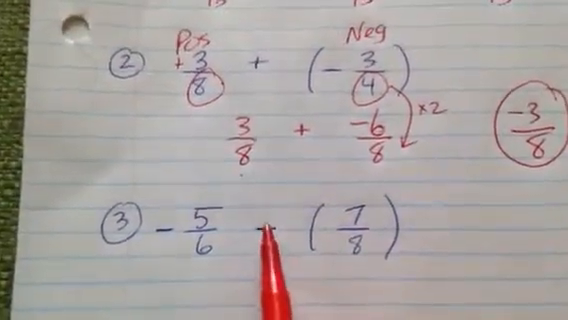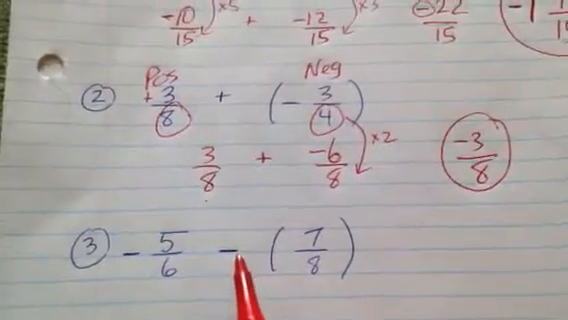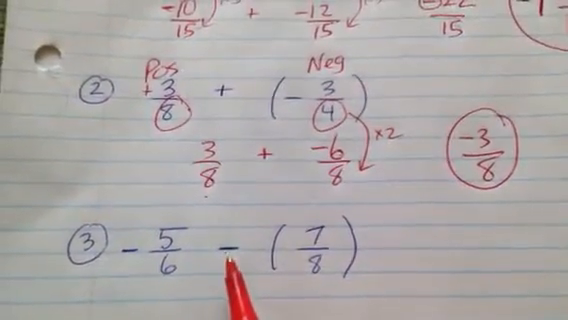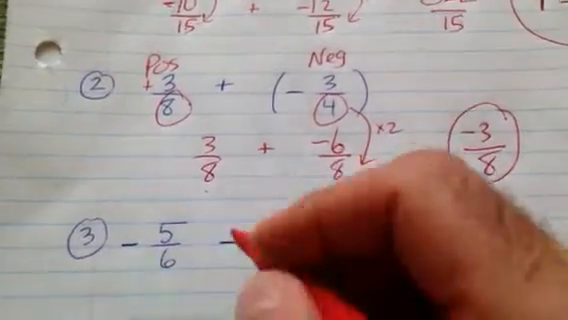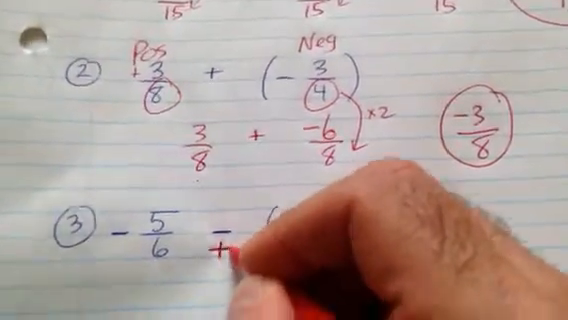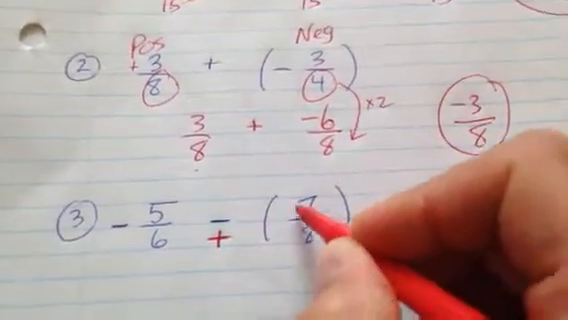Here we have a subtraction. So if you remember with the decimals, what you do is you change that to addition. So we make this a positive. And then we make this a negative.